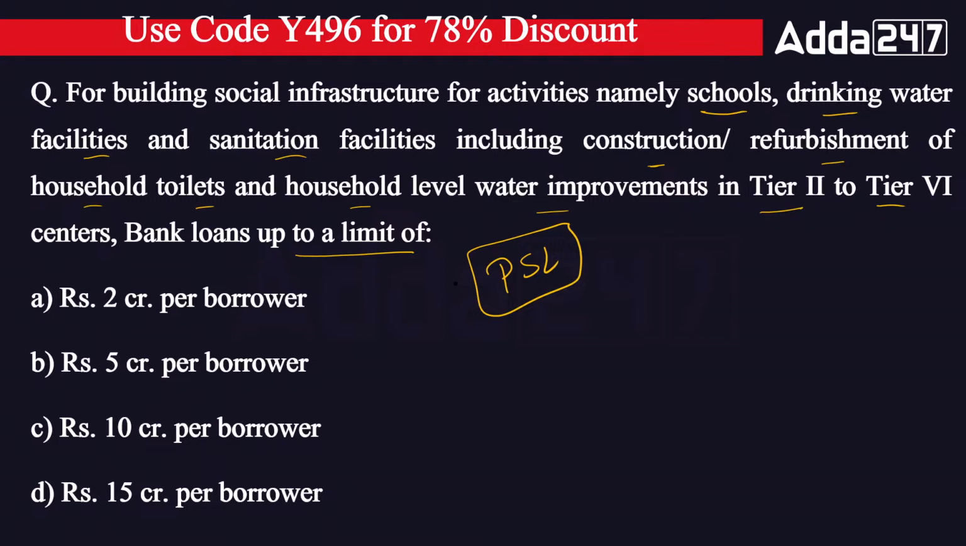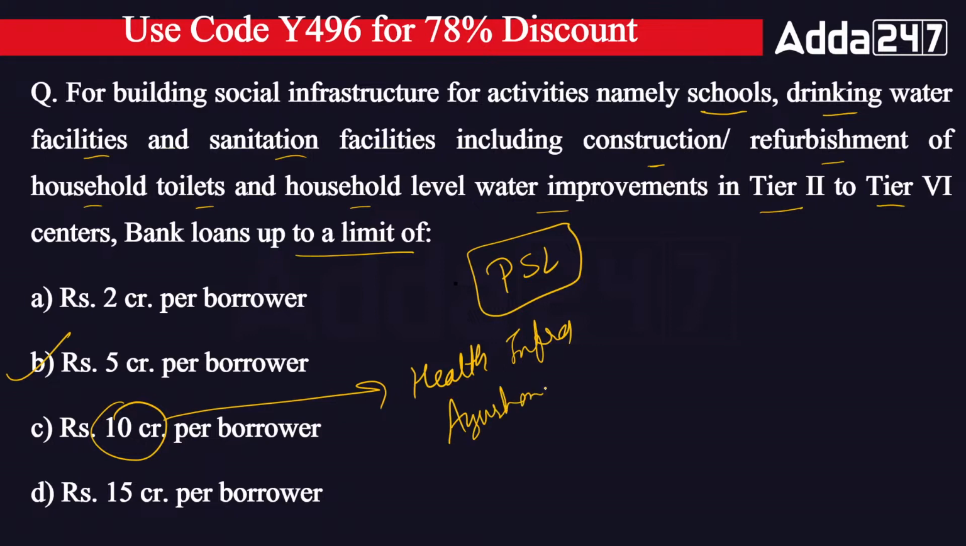Very good. It will be your 5. No, the 10 crore amount is for the health infrastructure. The 10 crore is for the health infrastructure under the Ayushman Bharat scheme. But for the social infrastructure like schools, sanitation, drinking water facility, it is 5 crore. So the right answer will be your B option.